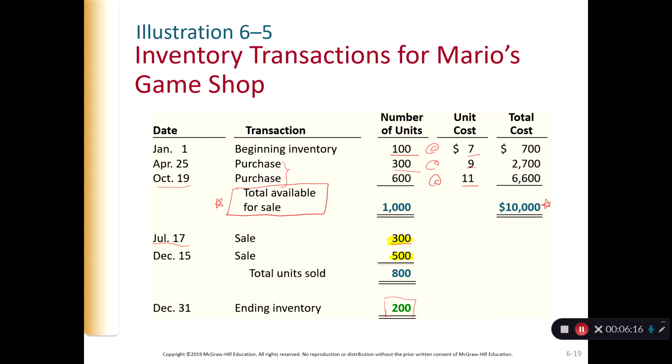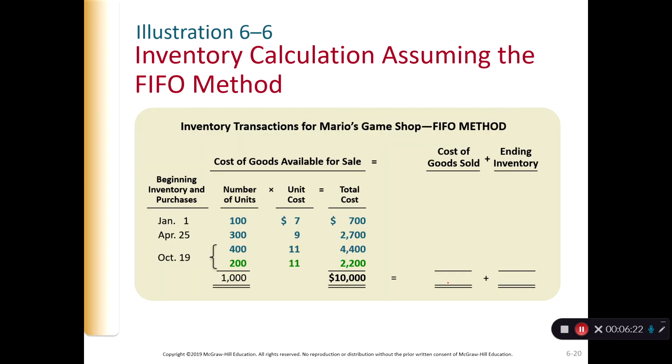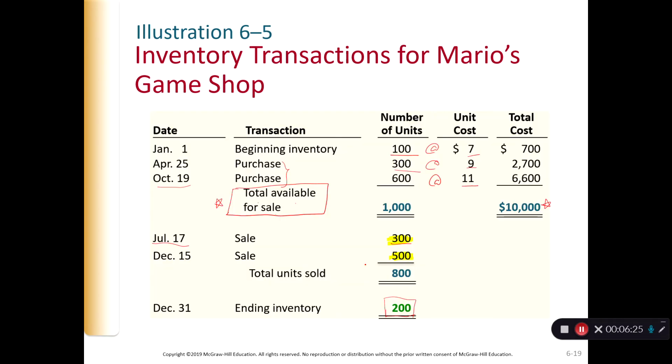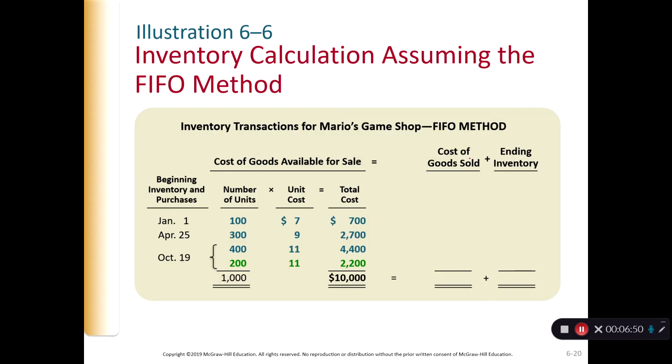So that we know, 1,000 minus 800 is 200. So regarding the cost, that's where the cost layers come in. Please remember there were $7, $9, and $11 cost layers, and $7 has 100 units available, $9 has 300 units available, and $11 has 600 units available. Hence, in order to assign the cost of these 800 units, we have the following methods.